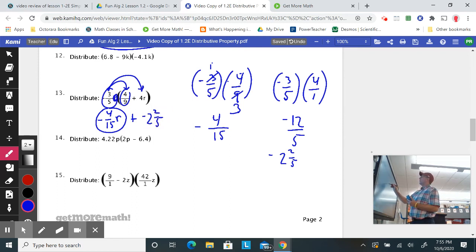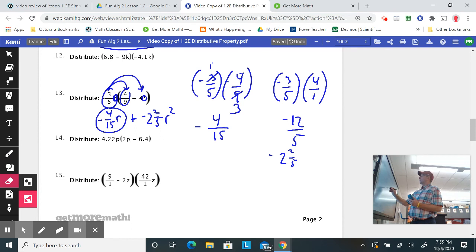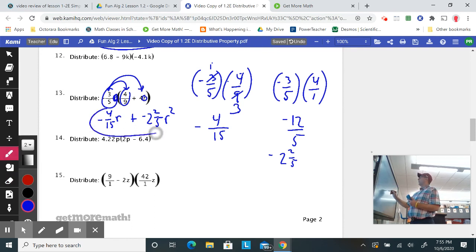And then you have the r's. R times r is r squared. So let me erase this circle. If I can get that erased here, there we go. And I should circle this whole thing. -4/15 r plus -2 and 2/5 r squared.